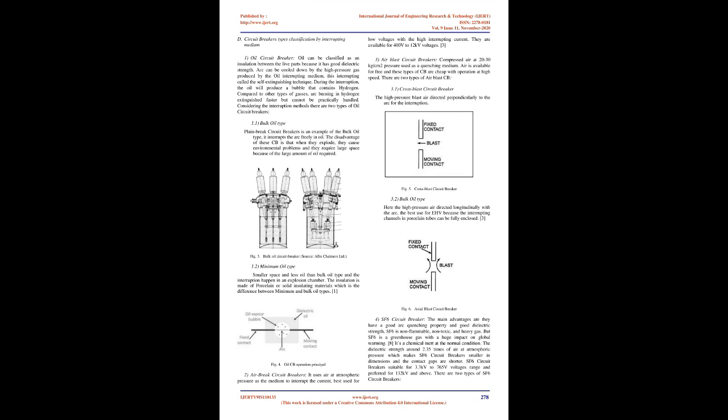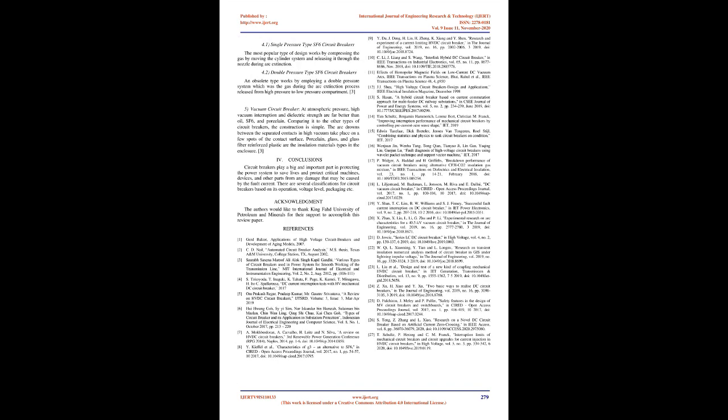3.2. Axial blast type. Here the high-pressure air is directed longitudinally with the arc, the best use for EHV because the interrupting channels in porcelain tubes can be fully enclosed. Fig. 6. Axial blast circuit breaker.